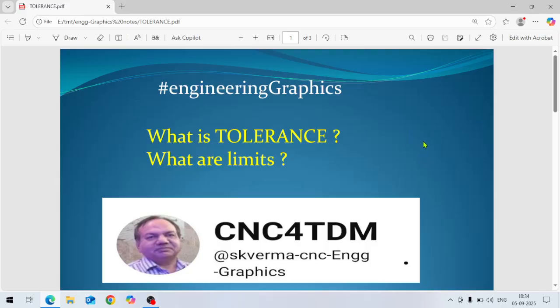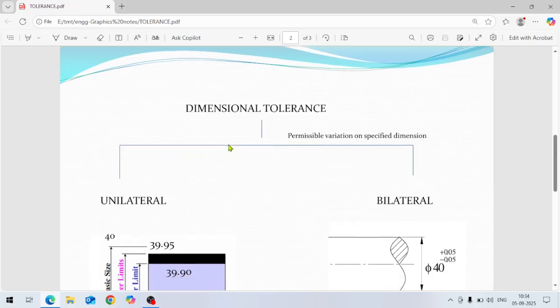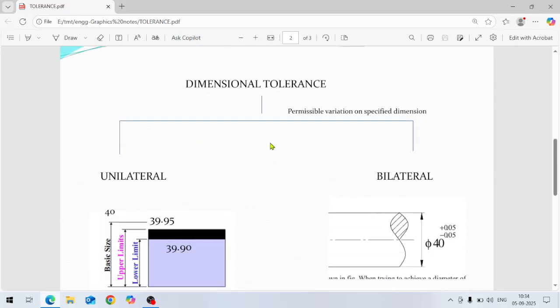Today in this video you will come to know what is tolerance and what are limits. So here, this is dimensional tolerance. Dimensional tolerance is tolerance on the dimensions. First thing is, what is tolerance? Tolerance is permissible variation on a specified dimension. How much variation is acceptable, how much is permissible on the size of an object, that is called tolerance. So here, if you see, there are two types of tolerance, unilateral and bilateral.